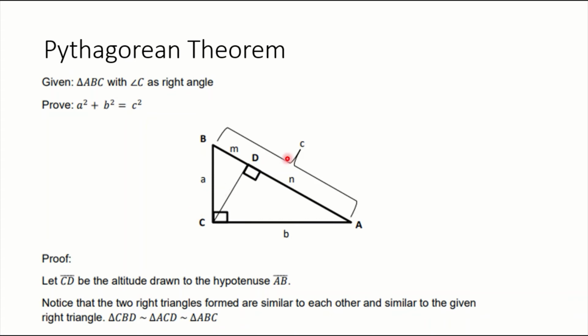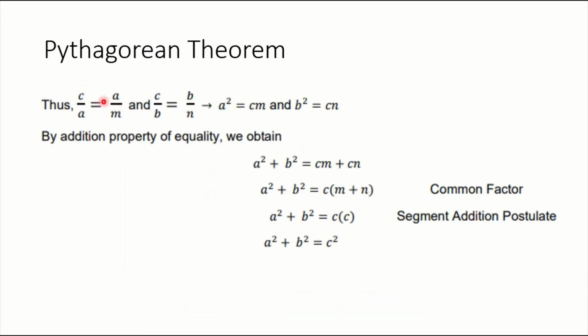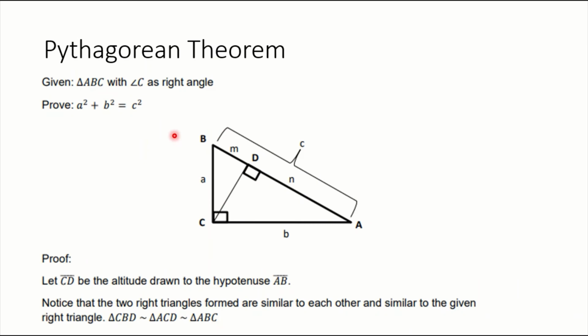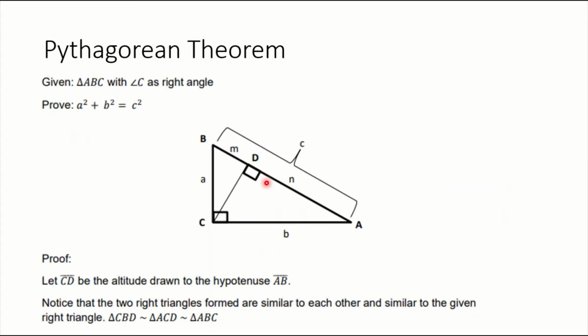Ito yung C. Yung buong yan. C over A is equal to, A over M pala. Baligtad. And then, C over B is equal to B over N. C over B, ito yun, is equal to B over N.